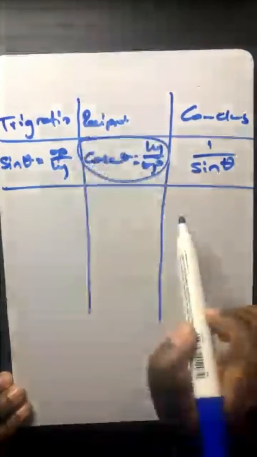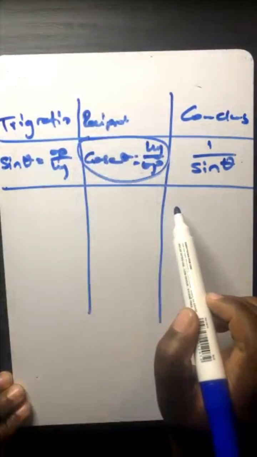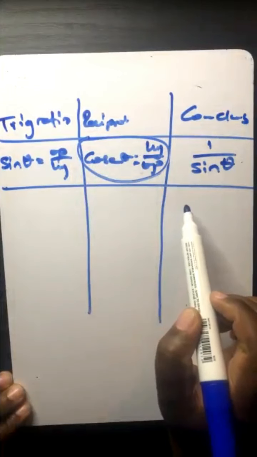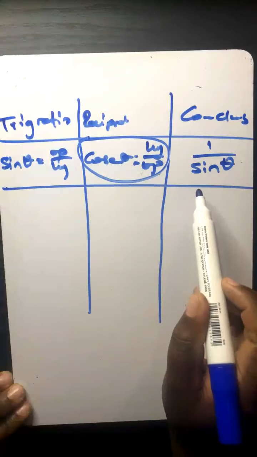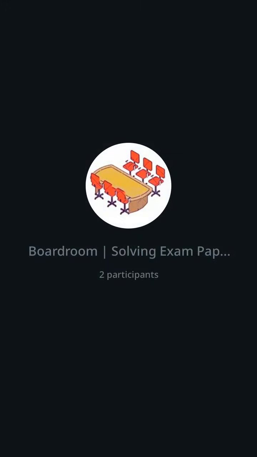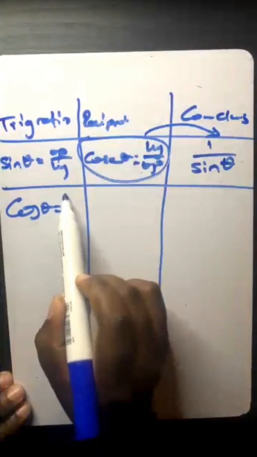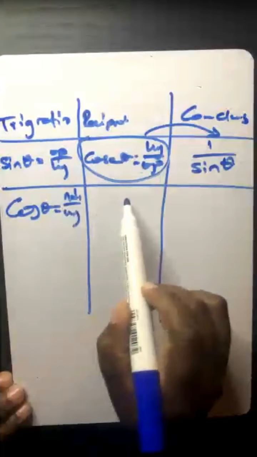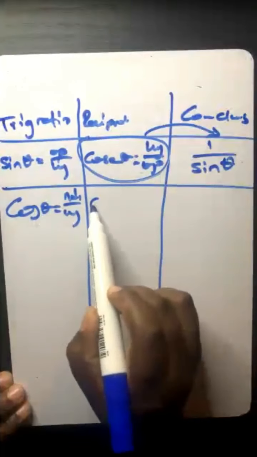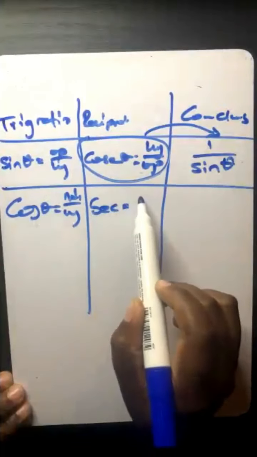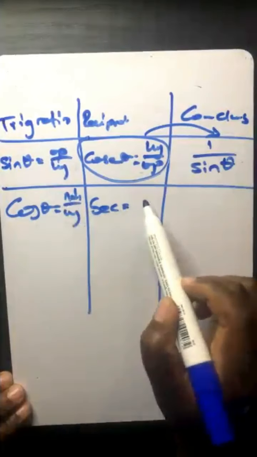So we do not have this thing on a calculator. That is the reason why we have to find another way of writing it, using sine or something which is there on your calculator. So that is why every time you're given the reciprocal, you try by all means to rewrite it in another form. Same for, let's say, cos angle, we know is adjacent over hypotenuse. So the reciprocal of this is sec, which equals, then we just do the inverse there.